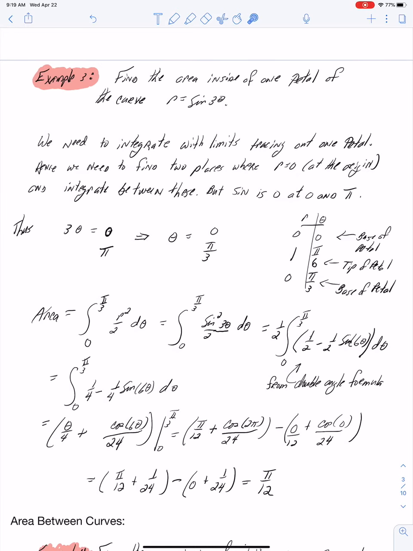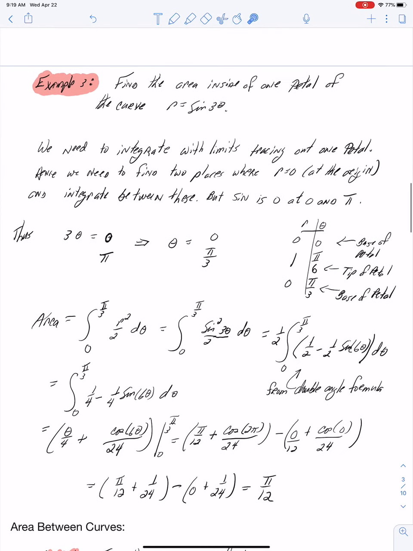Now, one petal is traced out when r starts at 0, and then it becomes biggest, and then it's back to 0 again. So I have to think about, since it's sine 3 theta, when is sine 0? Well, the answer is it's 0 at 0, and it's also 0 at pi. And by the way, at pi halves, sine is biggest.